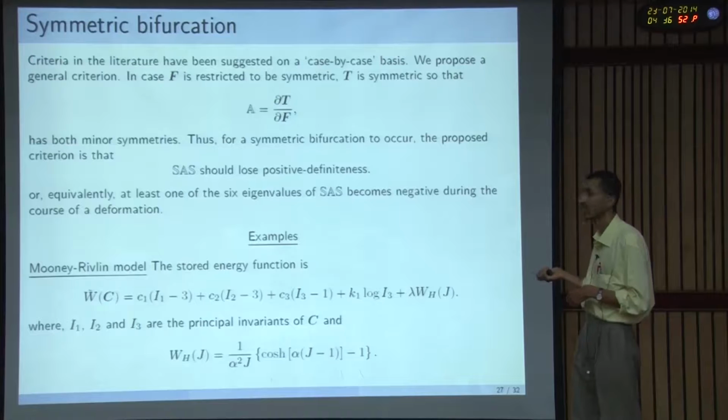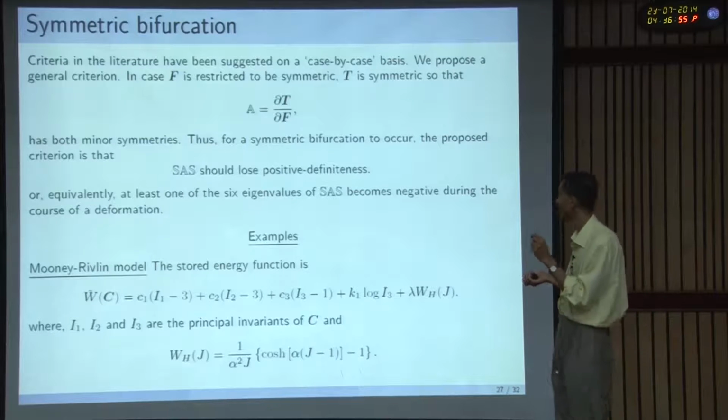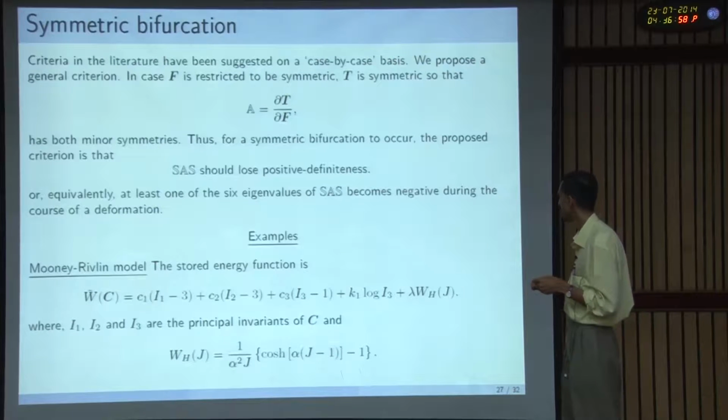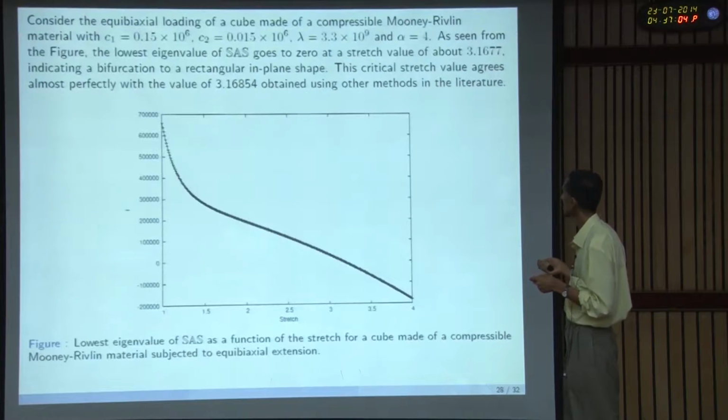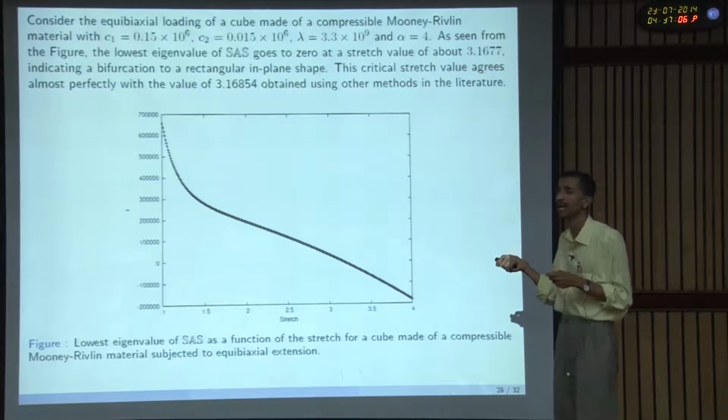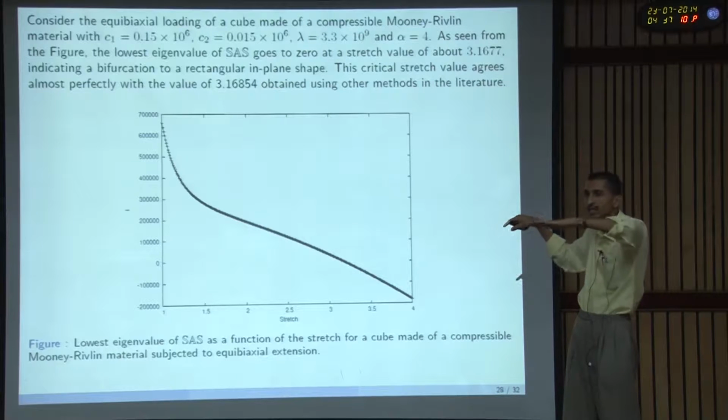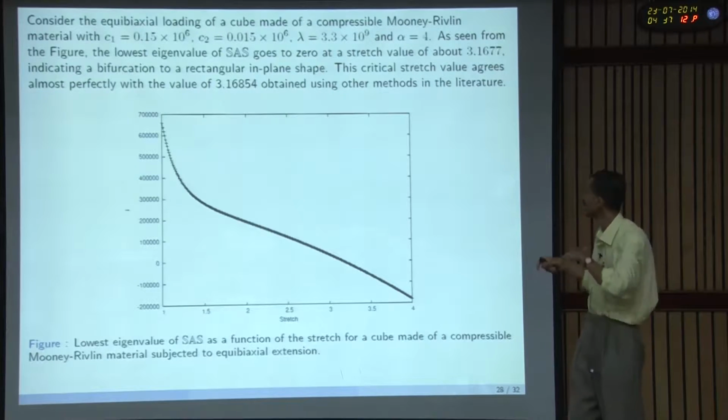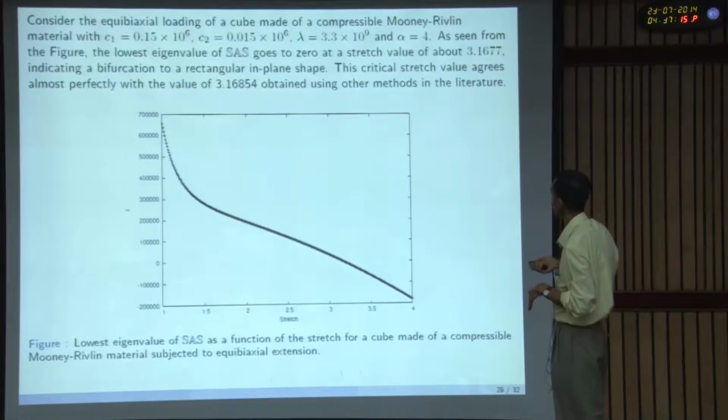So these are some of the examples taken from the literature where people have studied, as I said, specific models. This is a Mooney-Rivlin model, and this is just the stored energy function for that. If you consider the equi-biaxial case, that means it's a cube and you are loading it in the plane, and out of plane there is no loading. This is a compressible Mooney-Rivlin material, and these are just some material parameters. Here we see that the lowest eigenvalue goes to 0 at about 3.16 or so, around here. So this is the 0 value.